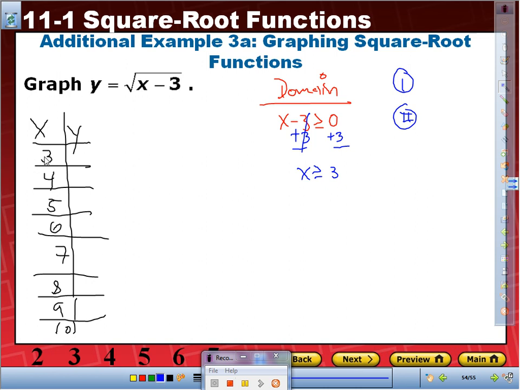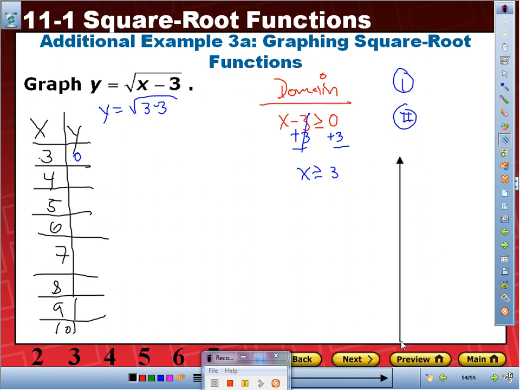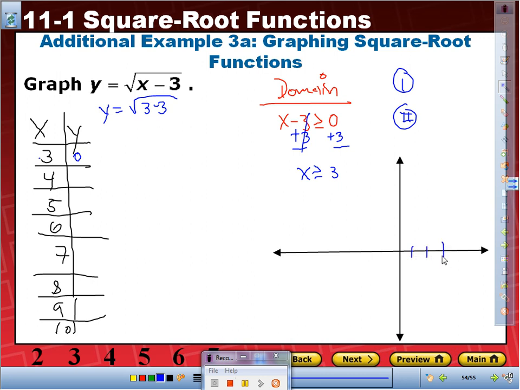What's my first value? 3. So that goes here. y equals square root of 3 minus 3, which equals what? 3 minus 3. So square root of 0 is 0. So this is 0. And let's plot each point as we get the point so that we can see what we're doing. So my first point is 3 of x, 0 of y. 1, 2, 3, and 0 of y is right there.